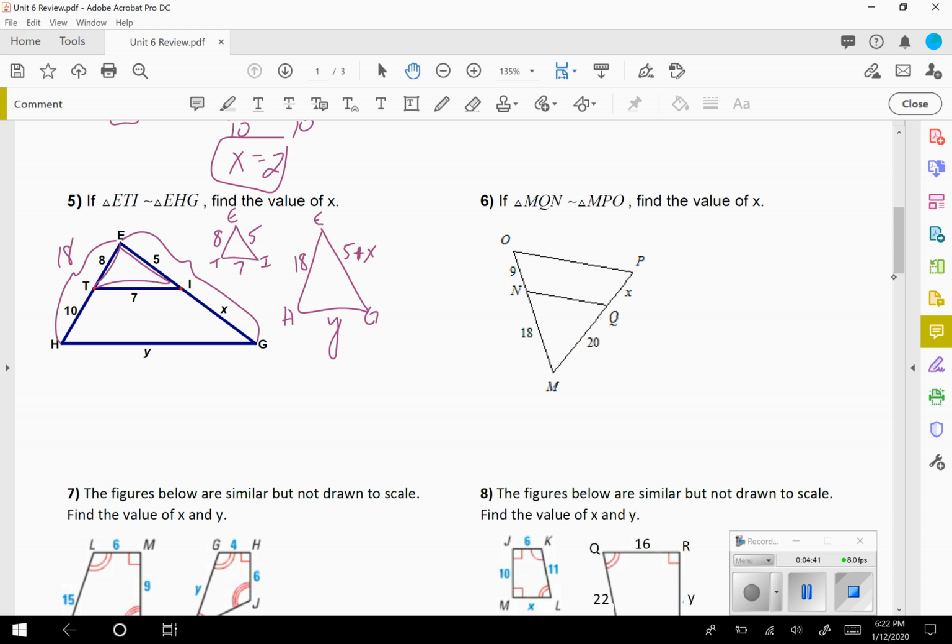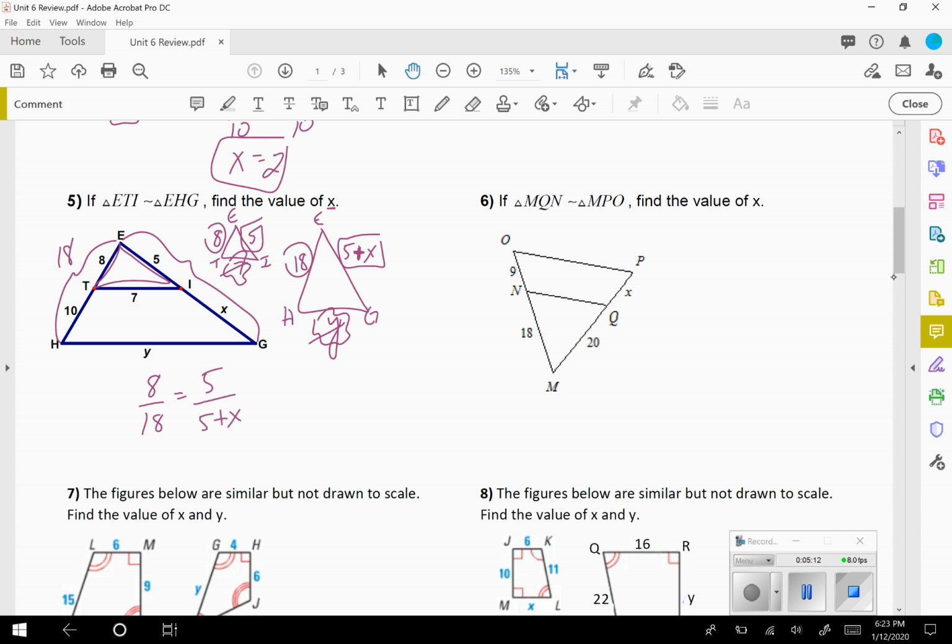Okay, so be careful there. 5 plus x. Alright, so we just match. The 8 goes with the 18. The 5 goes with the 5 plus x. And then the 7 goes with the y. Since all they're asking us to do is find x, we don't really care about the y's, so we don't need the 7 or the y. But the 8 goes with the 18, and the 5 goes with the 5 plus x.